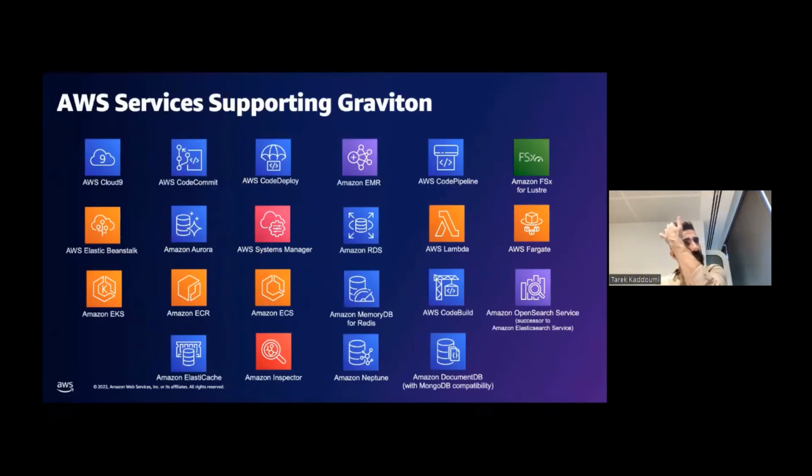What are the services that support the selection of Graviton instance types? As you can see, too many. I'm talking about CodeCommit, CodeDeploy, EMR, Lambda, RDS, ECS, Beanstalk, Aurora. The majority of the services that you might consider for your workload can support Graviton. It's worth mentioning that Graviton instance types currently support the Linux operating system.